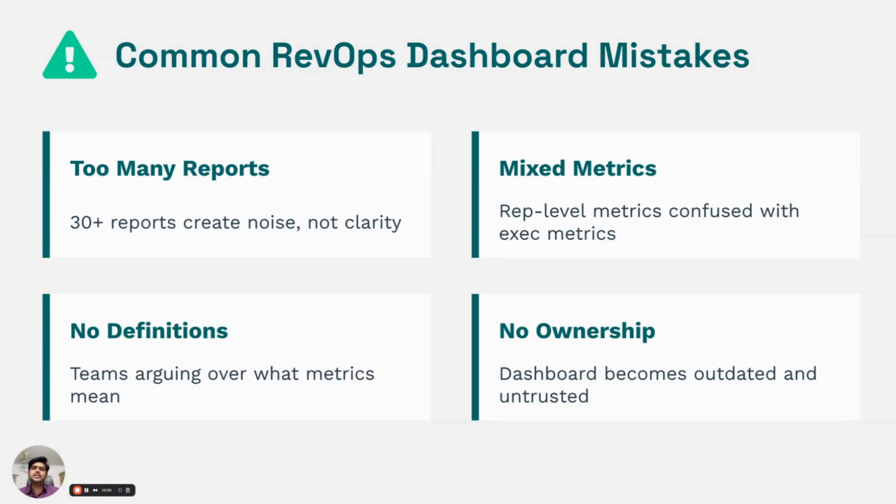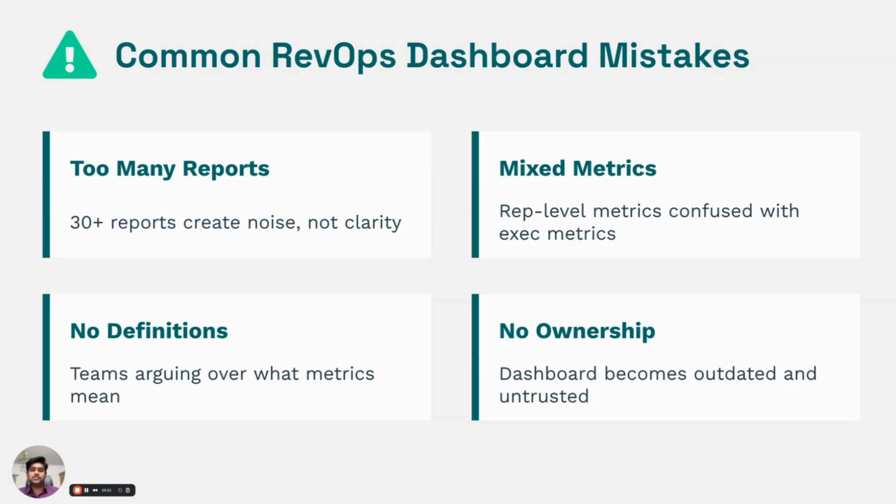All right, let's talk about what not to do. Because I see these mistakes all the time and they kill dashboard adoption. Mistake number 1, too many reports. 30 plus reports create noise, not clarity. Less is more people. Mistake number 2, mixed metrics. Stop mixing rep level metrics with executive metrics on the same dashboard. Your CEO does not need to see how many calls John made today.